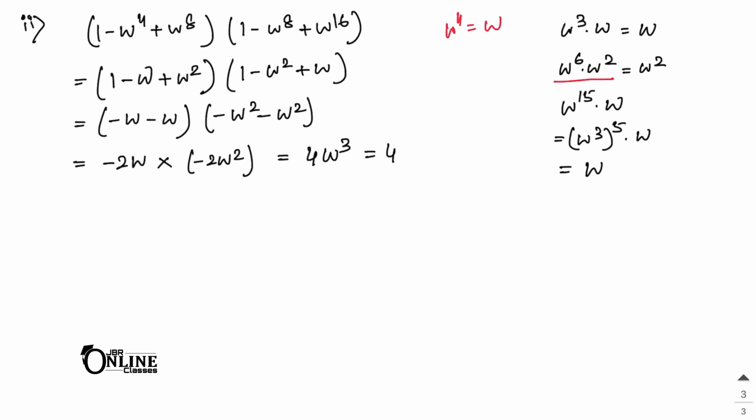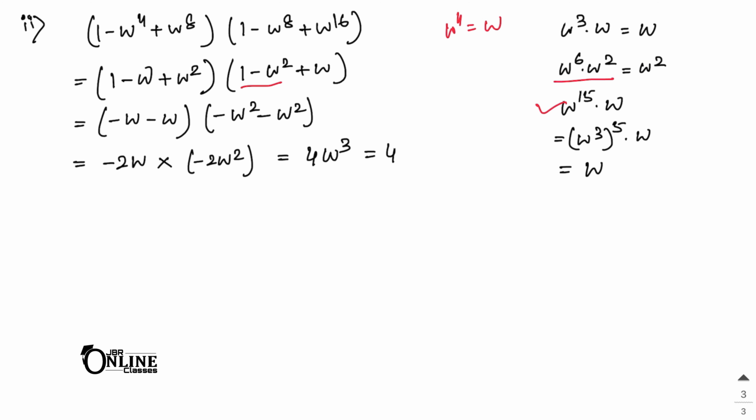So here also you can write 1 - omega square, and in place of omega to the power 16, you can write omega to the power 15 dot omega. 15 means omega cube whole to the power 5 dot omega. So now here 1 into omega becomes omega. So omega to the power 16 means omega only. So write down here omega.